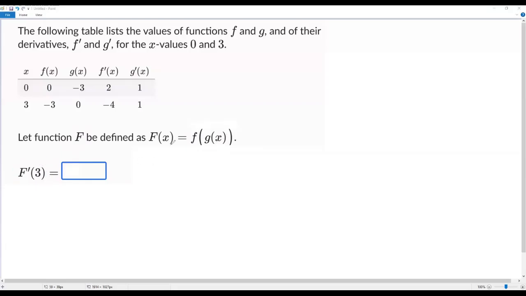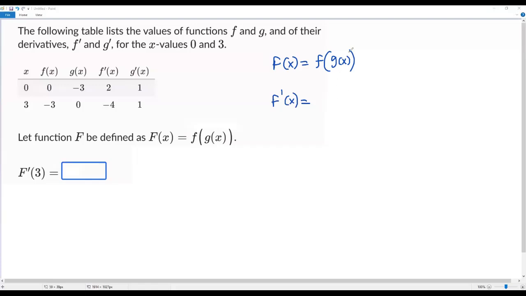Okay, now first let's find the derivative of this capital F of x. For that, let me write this function as it is. That is, capital F of x equals lowercase f of g of x. Here we have a composition of two functions. Now let me find the derivative on both sides. When I find the derivative of this one, I get capital F prime of x.